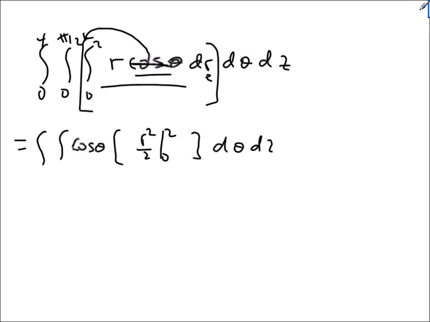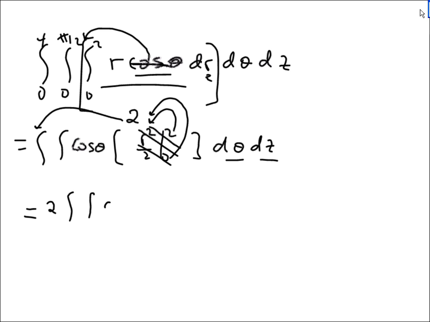d theta dz. And when you plug in 2, you get 2 squared over 2, 4 over 2, which is 2. When you plug in 0, you get 0. So it's 2. Now 2 being a constant, it's not a function of theta nor z, can go way in front. You have 2 times the double integral of cosine theta d theta dz, 0 to pi over 2, 0 to 4.